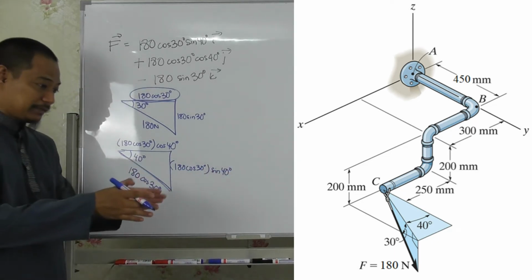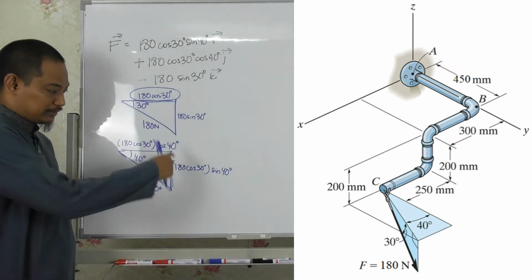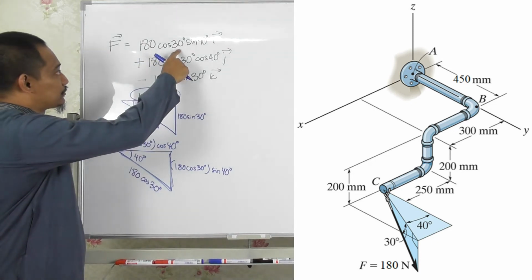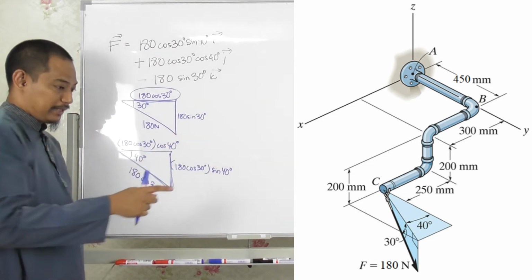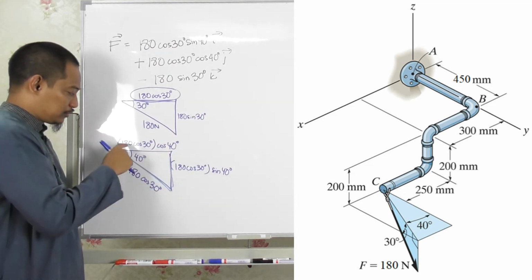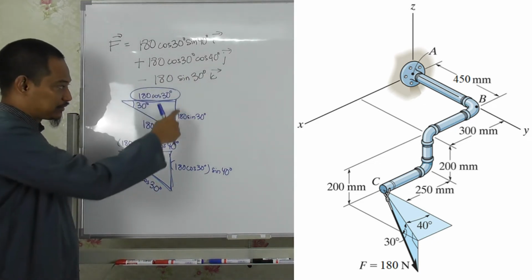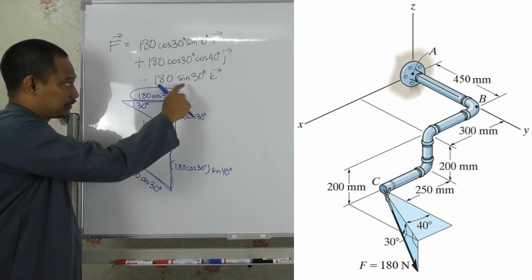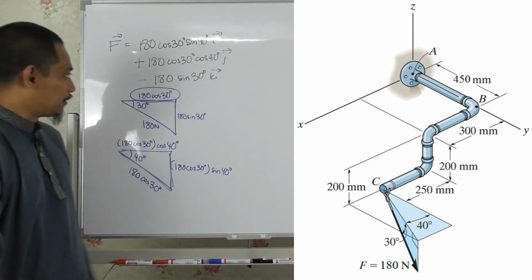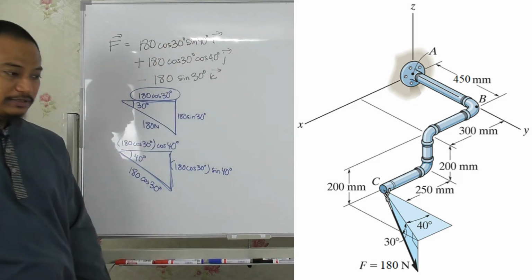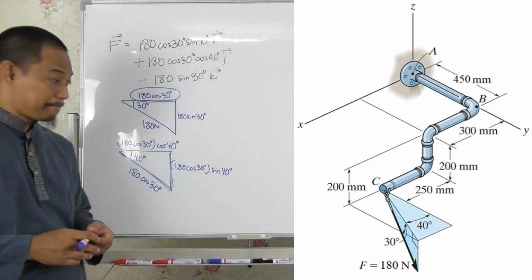And you should be able to see that the x component is this one, from the top here. So you get 180 cos 30 sine 40, right? And the y component is this one, so 180 cos 30 cos 40, and the z component downwards is this one, so minus 180 sine 30 degrees. And then of course, just solving this, you get your values. That will be the force of 180 in Cartesian vector form, right?